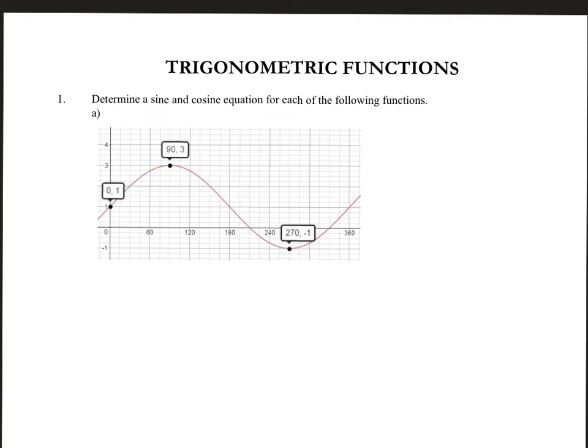Hi everyone. Today what we're going to look at is kind of going backwards from where we've been. We've been spending the last bit going through and being able to graph trigonometric functions. Today what I want to do is look at being given the graph of a trig function, can we go back and create the equation that would produce it?